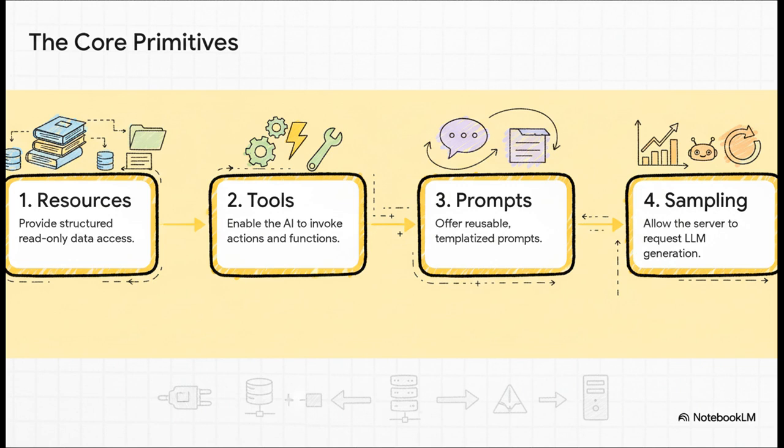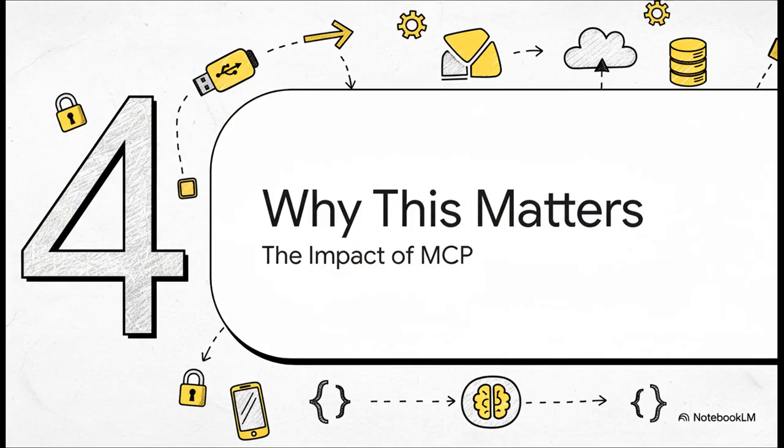A tool would let it act by creating a new ticket in Jira. A prompt would help it format that ticket correctly every single time. And sampling would let it think about and generate a good summary of those bug reports. So, read, act, format, and think. That's the whole foundation.